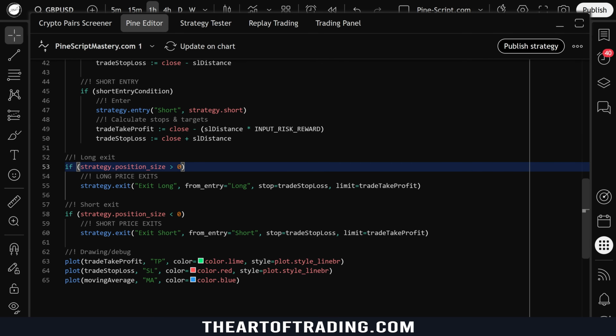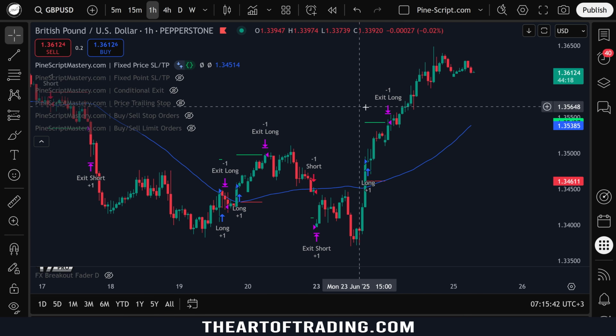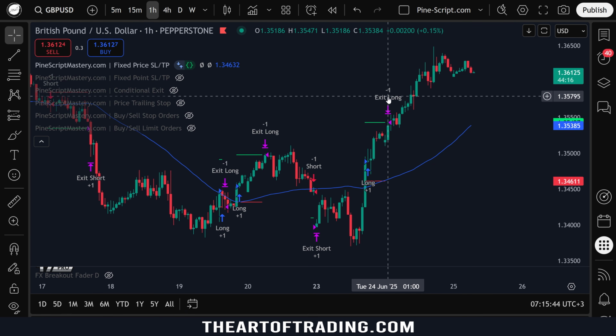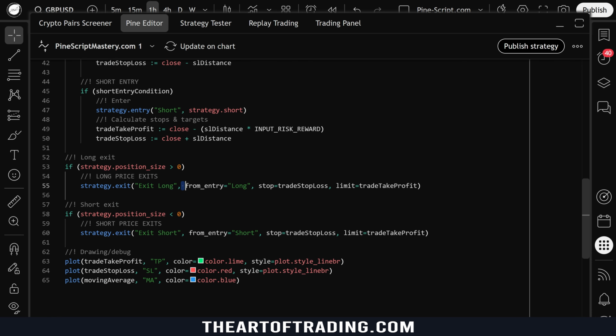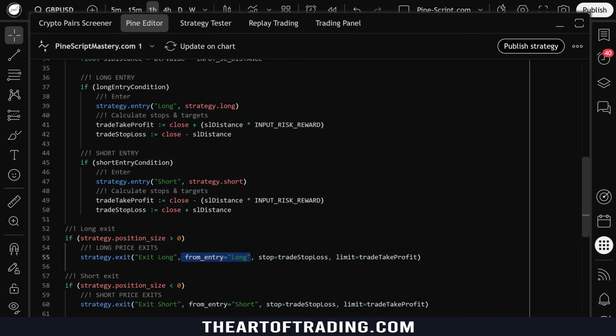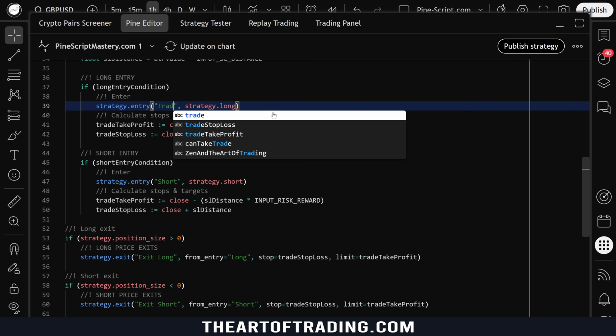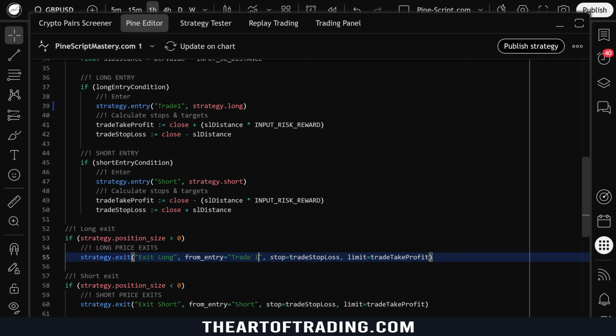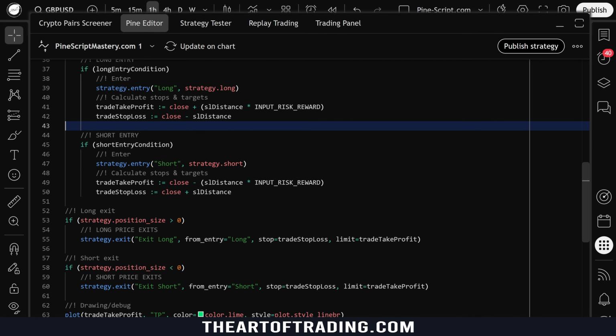So by checking if our strategy.position_size is greater than 0, we can check if we are currently in a long trade. If that is the case, we use the strategy.exit function to exit. This is the comment that will appear on our chart, as you can see where my cursor is. And this from_entry is the entry ID that we want to close. So for a long trade, that's obviously going to be long. We could call this anything we wanted to, as long as these two match. So we are exiting from this trade ID.